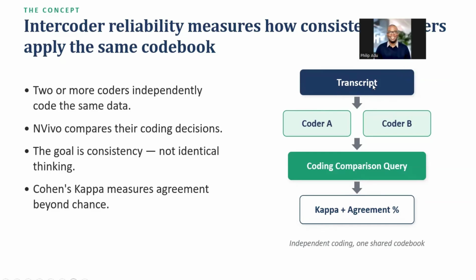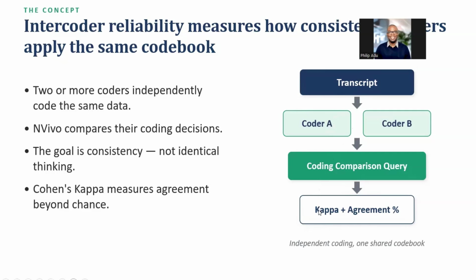So one thing that you have to do before you run intercoder reliability is to have a selected transcript. It can be one transcript or it can be more transcripts. And you should have two or more coders coding the same transcript. And then you should have a code book used by all the coders. After the transcript is coded, you can go ahead and run intercoder reliability in NVivo, right? Looking for Kappa and agreement.